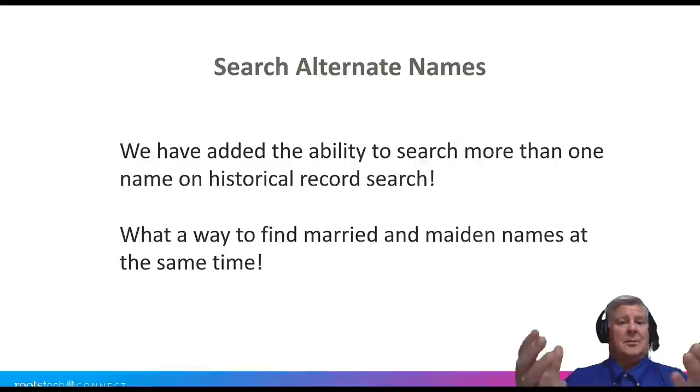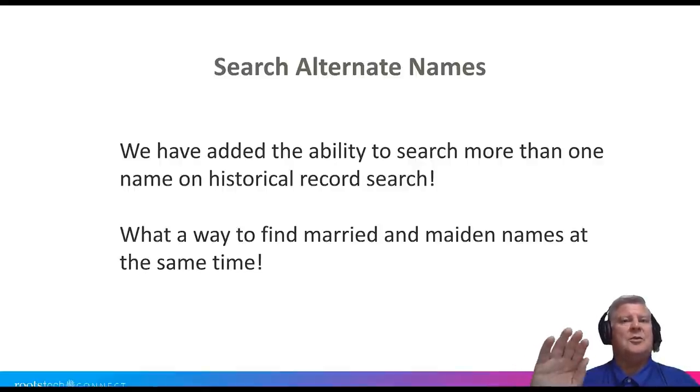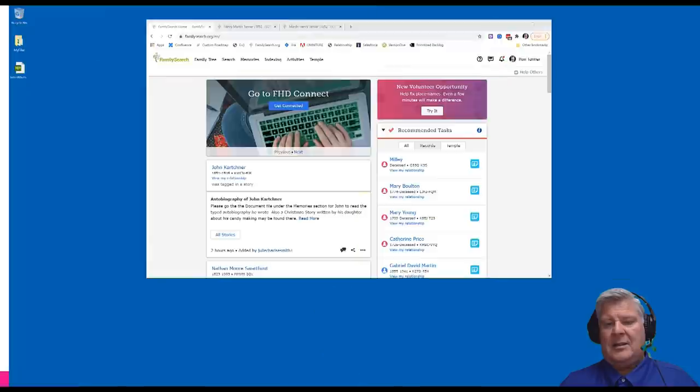Next thing I'd like to talk about is search alternate names. We've added the ability to search more than one name in historical record search. This is a great way to find maybe a married and a maiden name, or to flip the names in maybe Spanish names to see if records were in different orders. And you can find out more information about this as there's another presentation in the FamilySearch booth. But let's go take a look at how this works.